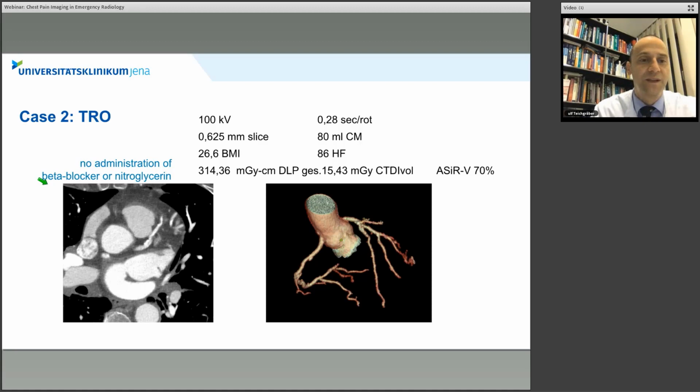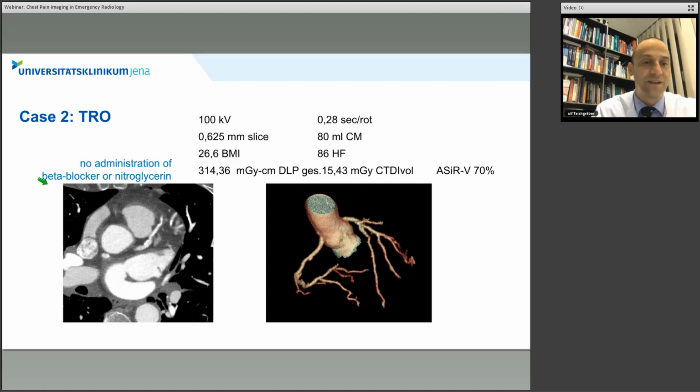And this is, in our experience with our new protocols, possible in 80% of our patients where we do our triple rule out protocol, but we do not have 100%. If the heart rate is too high, let's say higher than 100, and we have arrhythmia, we still have the risk that, even if we are doing the full cycle or multi-phase acquisition, we are not always able to reconstruct the coronaries accordingly. But mostly it works quite well, as in this case here.